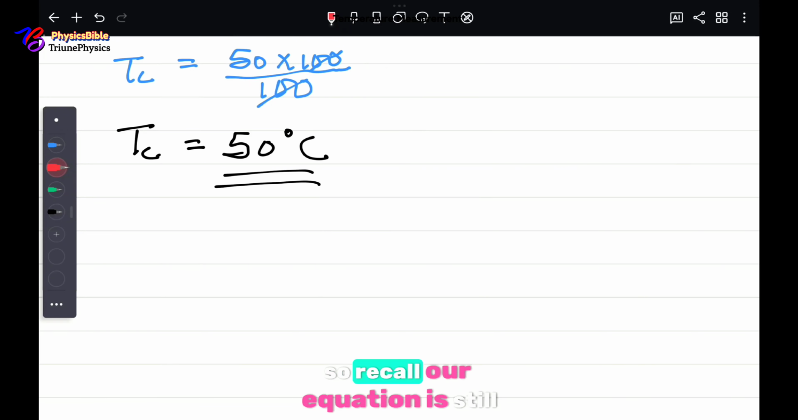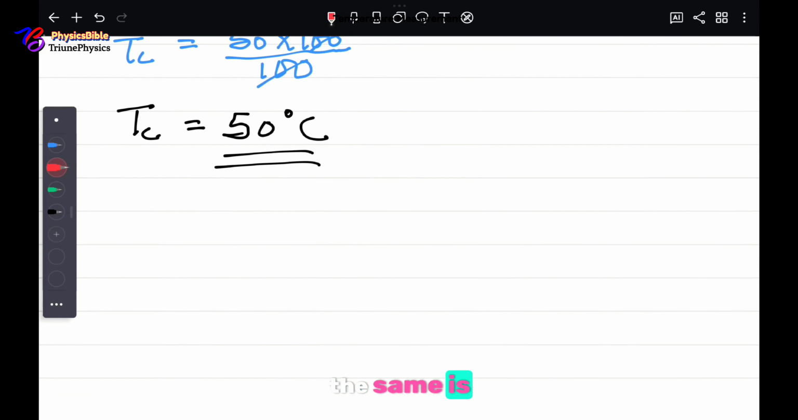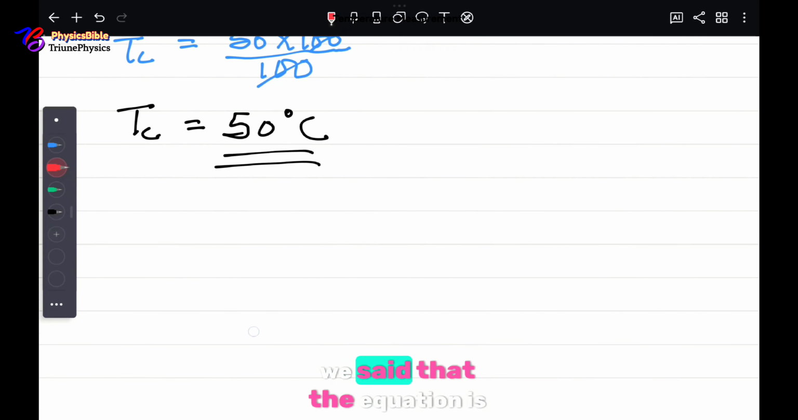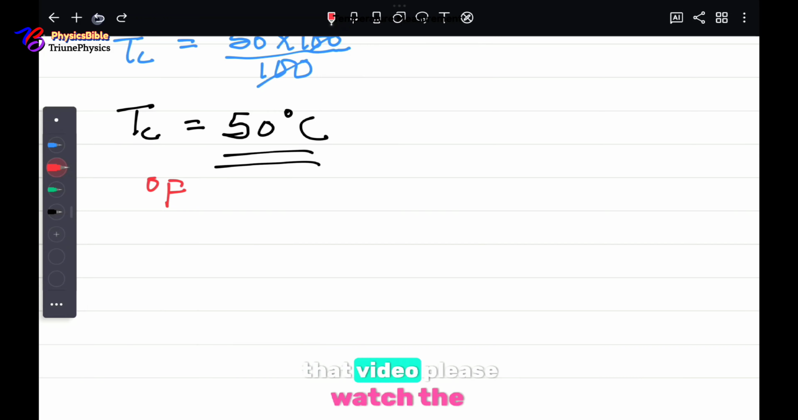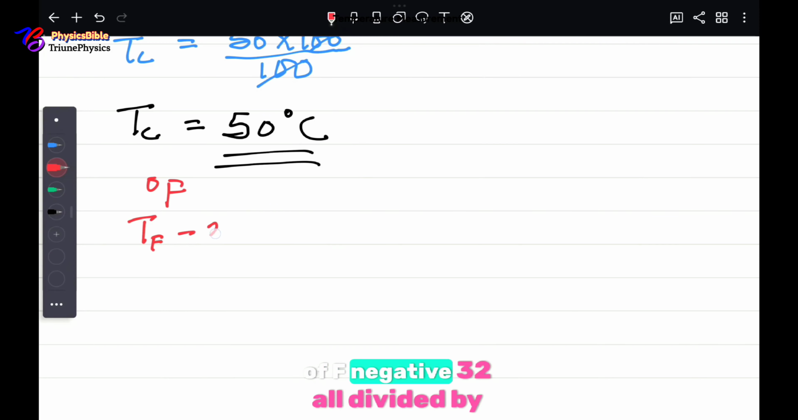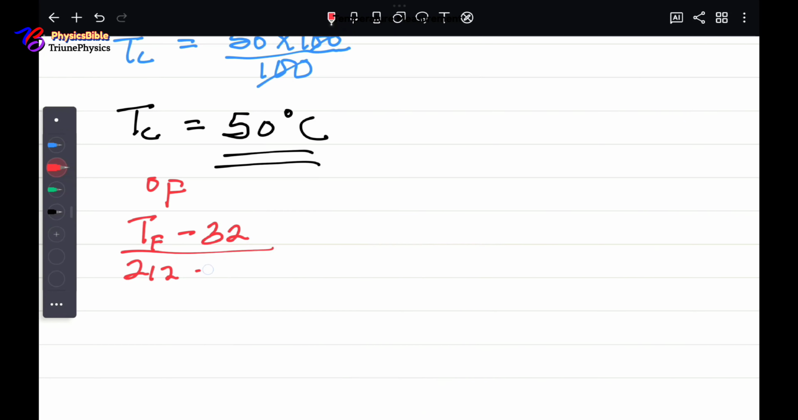So recall our equation is still the same. Is that clear? For degree Fahrenheit, in our previous episode we were able to derive the equation. What is the equation for degree Fahrenheit? T of F negative 32. If you've not watched that video, please watch the tutorial video. The equation was T of F negative 32 all divided by 212 negative 32.